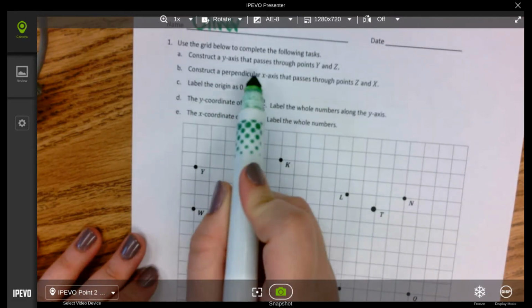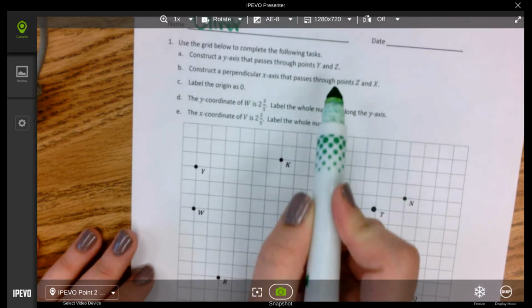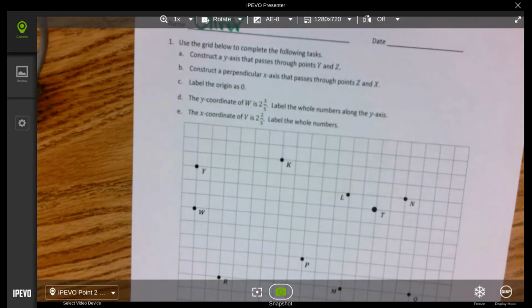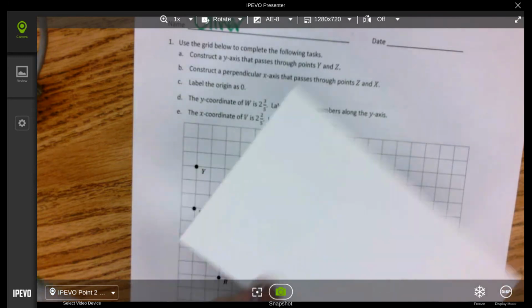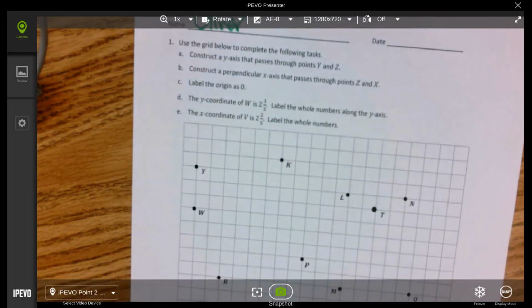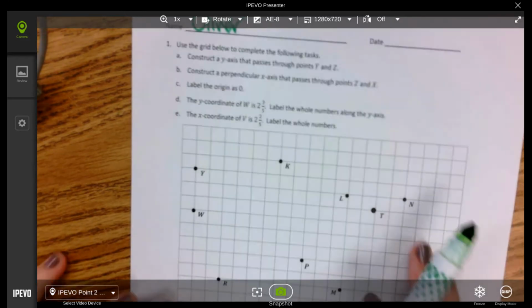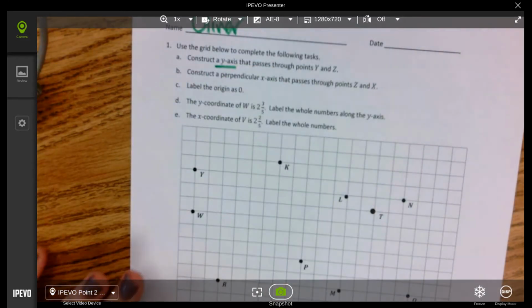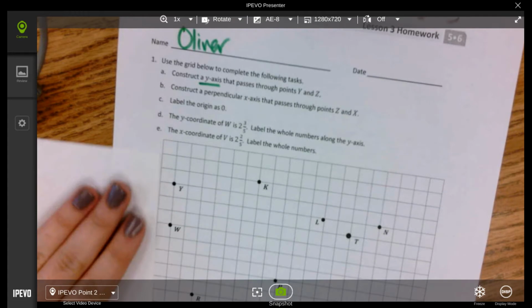Construct a y-axis that passes through the points Y and Z. So if you have a straight edge available, that would be fantastic. Even just a simple piece of paper, like I've got an index card here, will work. If not, try your best to be as neat as possible. So remember, our y-axis is vertical. That means it's going to go up and down.